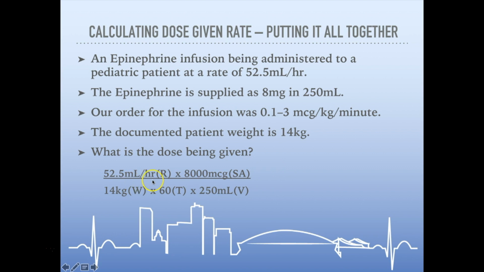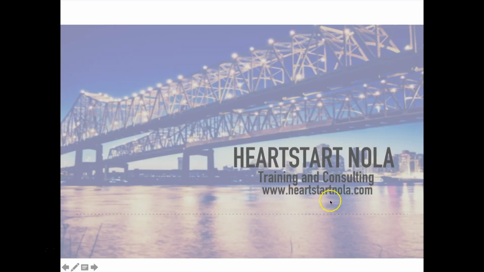We'll divide that by our bottom. So our weight is 14 kilograms. We'll multiply that by 60, which is our time coefficient, and then we'll multiply that by 250 milliliters, which is our volume. You'll see that when we run the top, we get 420,000, and when we run the bottom, we get 210,000, and we'll divide 420,000 by 210,000, and we get 2 mics per kg per minute for our epinephrine infusion.